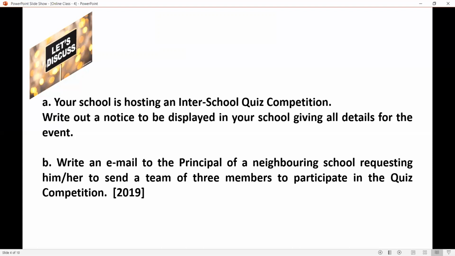Your school is hosting an inter-school quiz competition. Write out a notice to be displayed in your school, giving all details for the event. So the name of the event is Inter-School Quiz Competition. Now, the second question is: write an email to the principal of a neighboring school requesting him or her to send a team of 3 members to participate in the quiz competition.